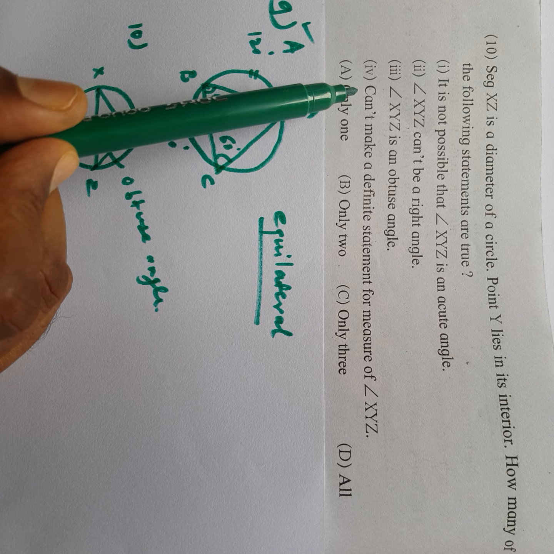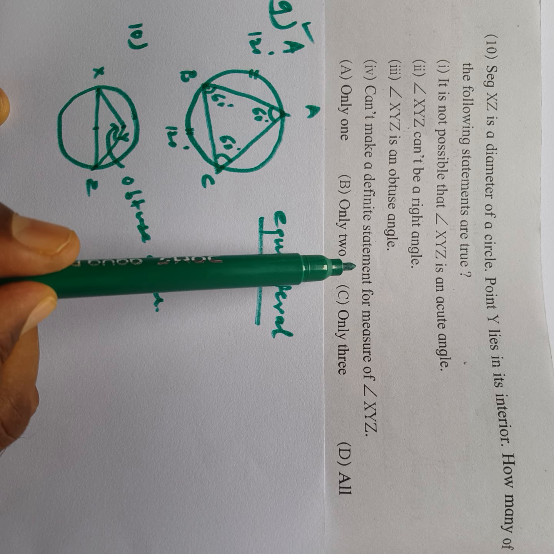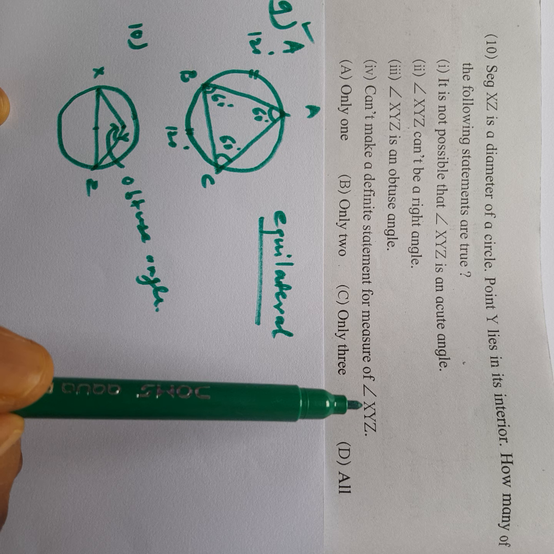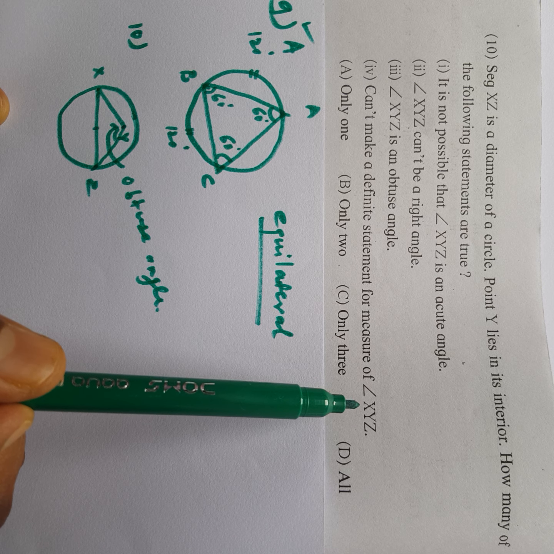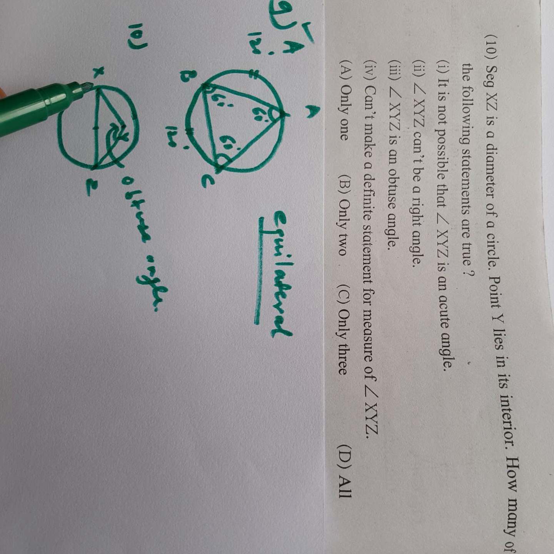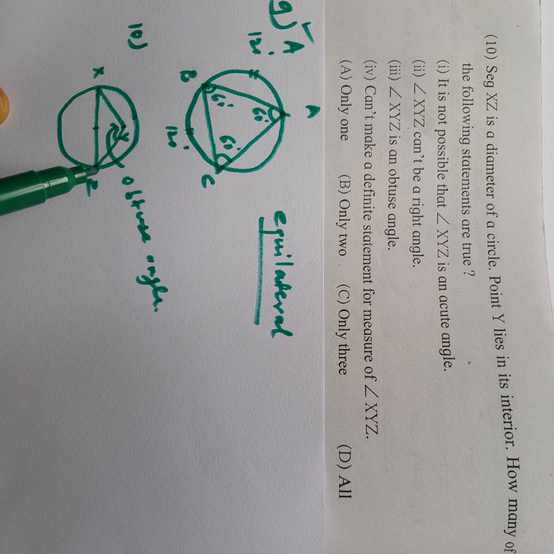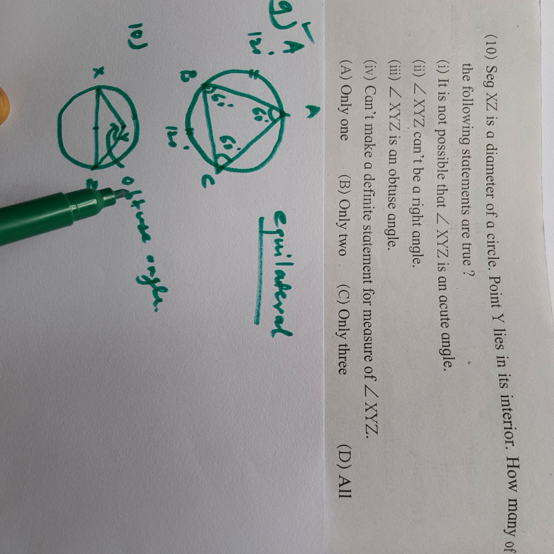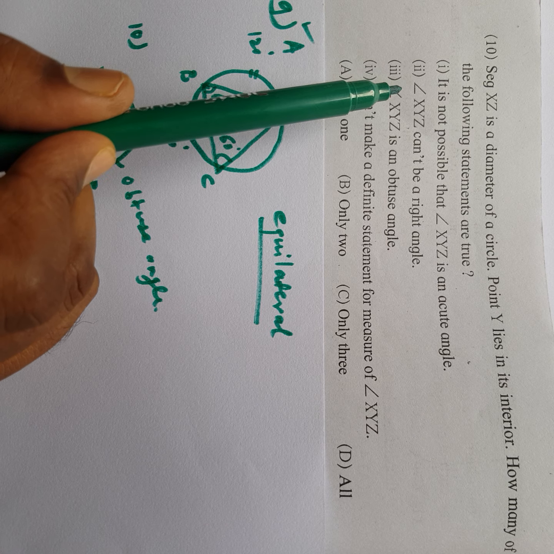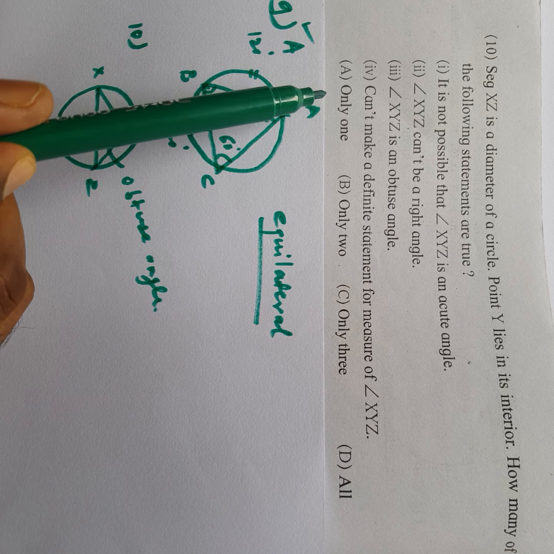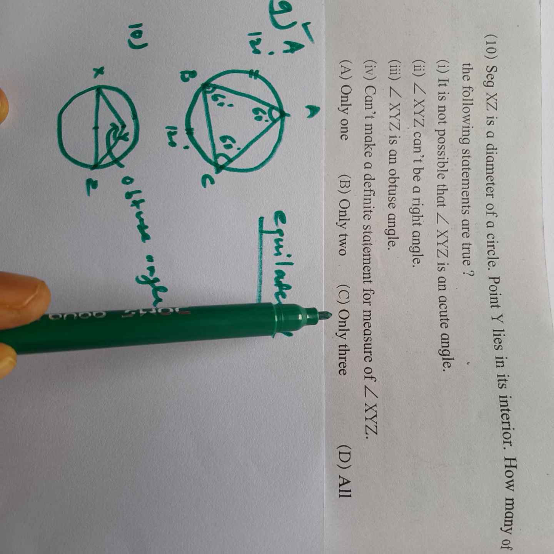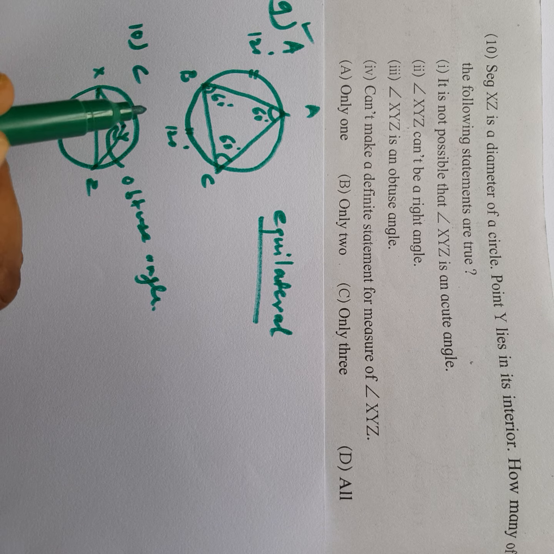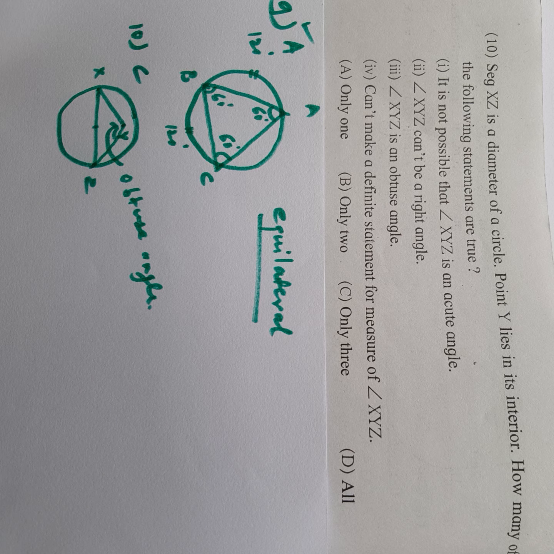What is the fourth statement? Can't make a definite statement for the measure of angle XYZ. It is not true because we can make the definite statement that the angle XYZ is an obtuse angle. So the first three statements are true, means option C, only 3. Therefore, C is the correct option.